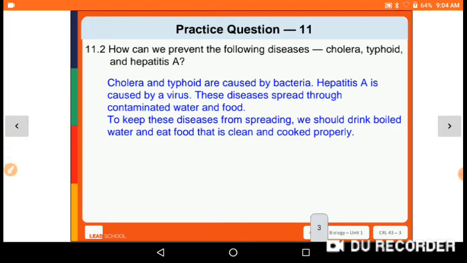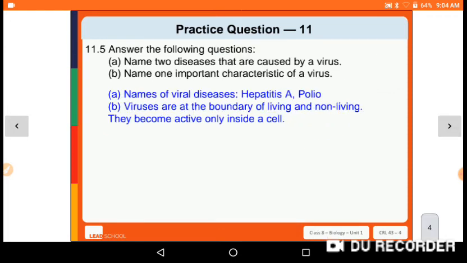11.2: How can we prevent the following diseases: cholera, typhoid and hepatitis A? Cholera and typhoid are caused by bacteria, and hepatitis A is caused by a virus, and these diseases spread through contaminated water and food. To keep these diseases from spreading, we should drink boiled water and eat food that is kept clean and cooked properly.